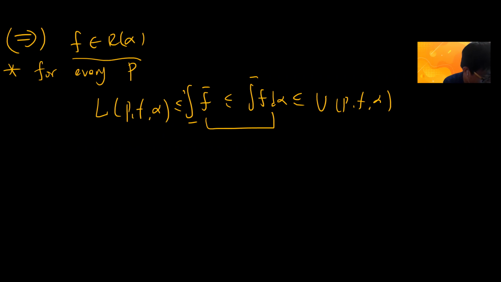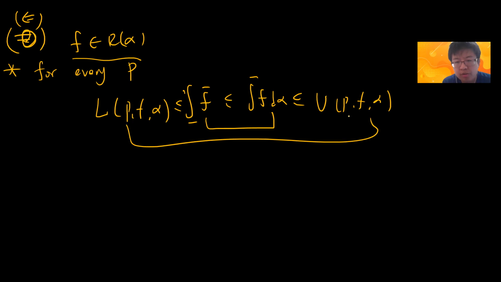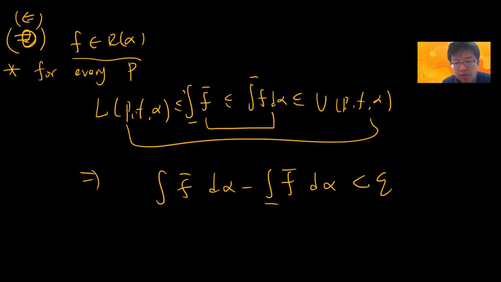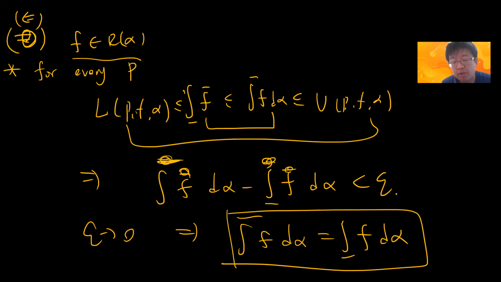Let me just prove this direction for the beginning, because this direction is simple. We need to use the property that for every epsilon greater than zero, there exists a partition such that the upper minus lower is less than epsilon. So you can take epsilon close to zero, and you prove that the upper equals the lower, because their difference must be arbitrarily small.